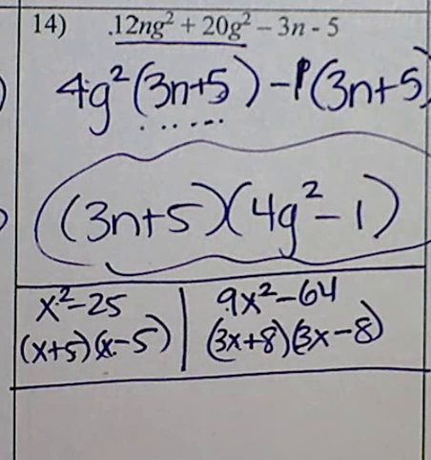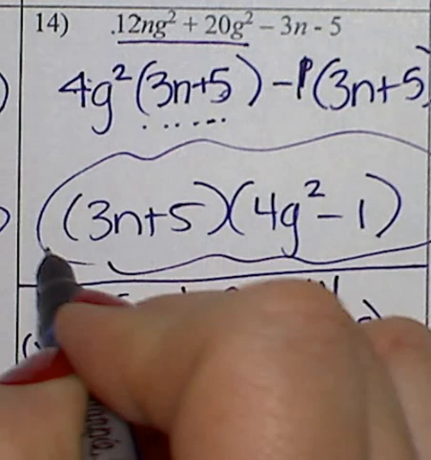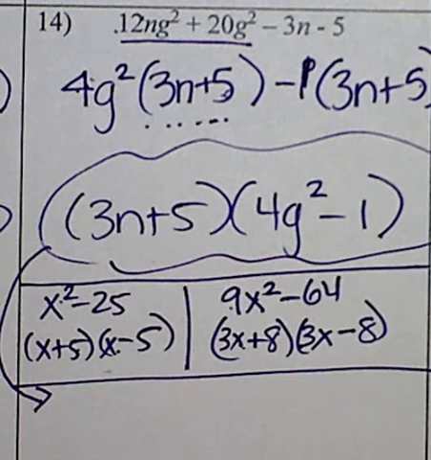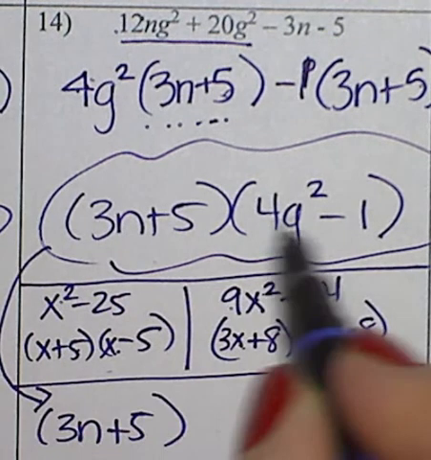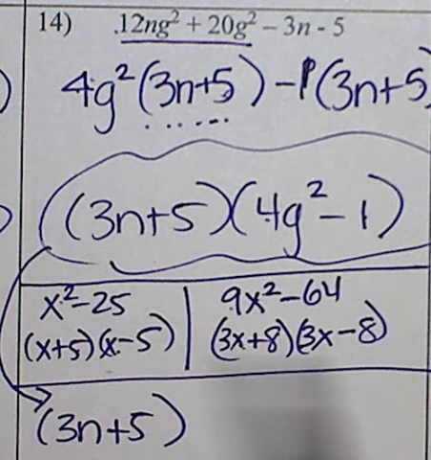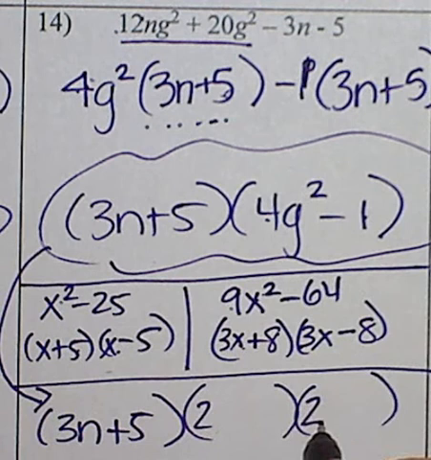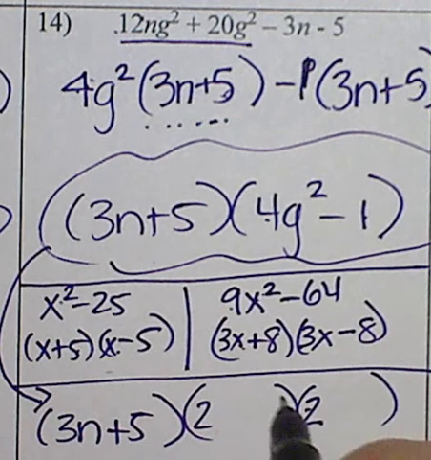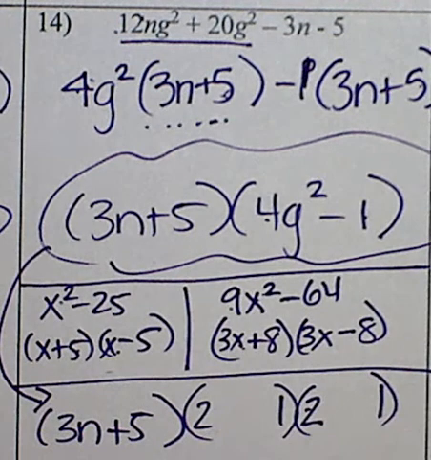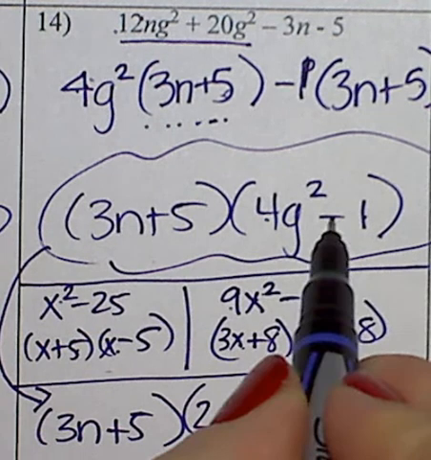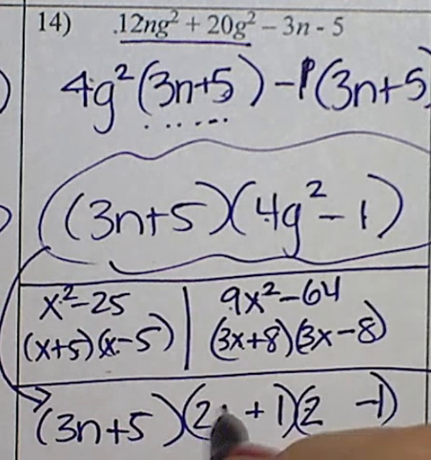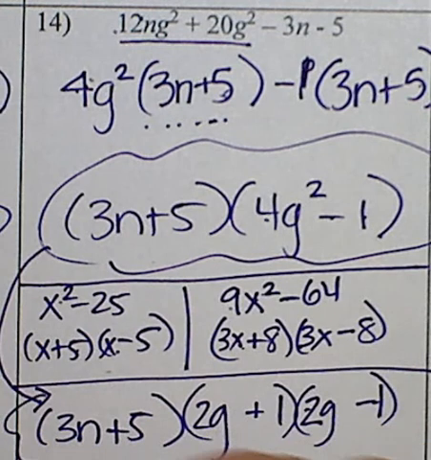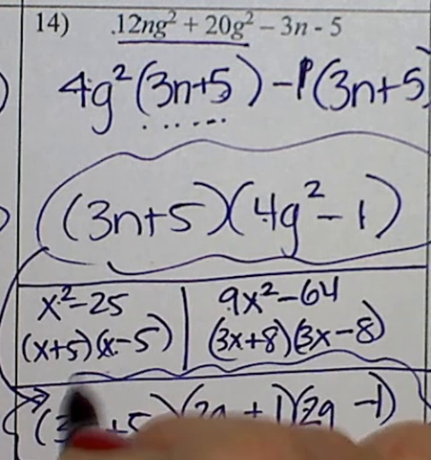Okay, so here's how we can take this and go one step further to have the correct answer. We keep 3n plus 5. That's correct. But do you see how 4 and 1 are both perfect squares? 4 breaks into 2 and 2, stays in front. 1 breaks into 1 and 1. And we can only do this when we have subtraction. We have one positive and one negative. And g breaks into g and g. This is your final factored form.